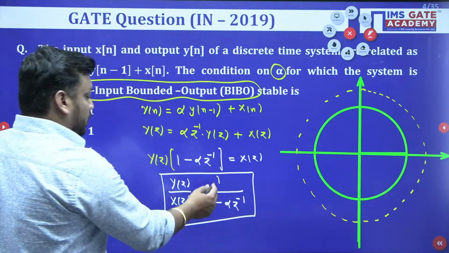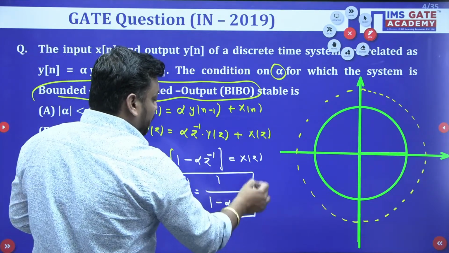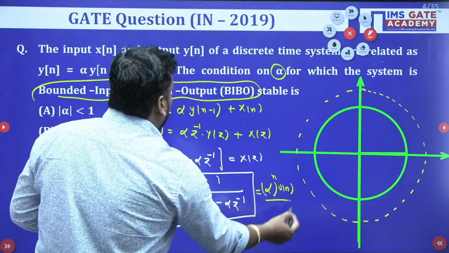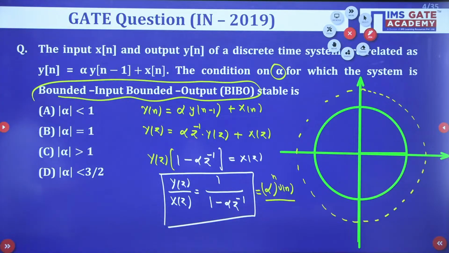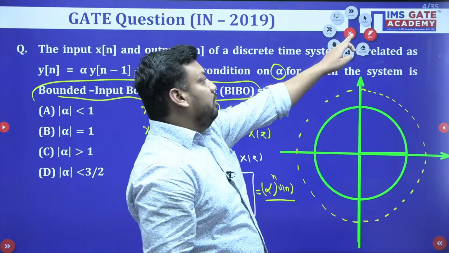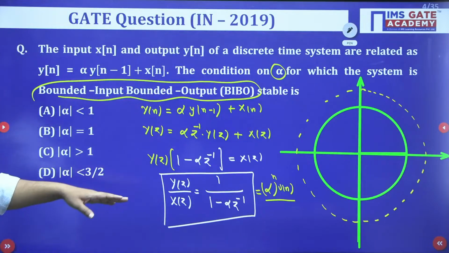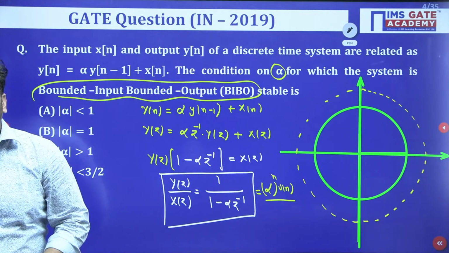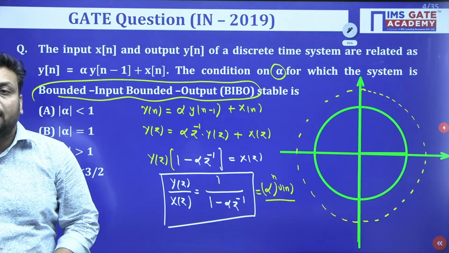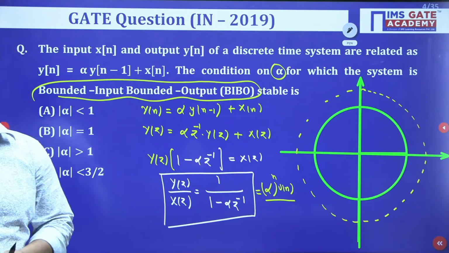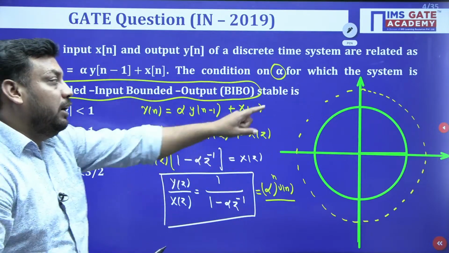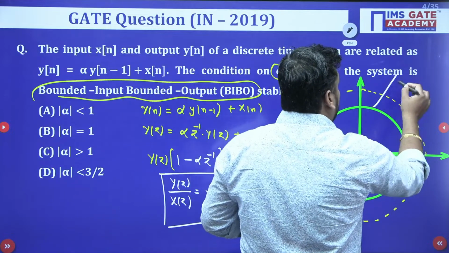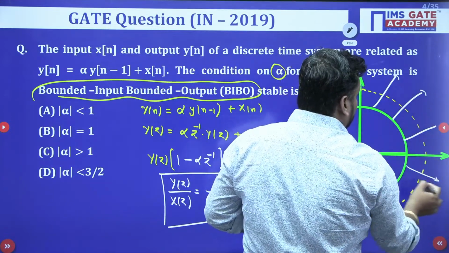So if I talk about 1 upon 1 minus alpha z^-1, and if I write the inverse Z transform, then I will get alpha^n u[n]. It means what, guys? If nothing is given about right side or left side, we have to take the signal as right sided. So here, if the signal is right sided, the ROC is outside. ROC will become outside, and ROC needs to include the unity circle. ROC must be outside and ROC needs to include the unity circle. Tell me yes or no.